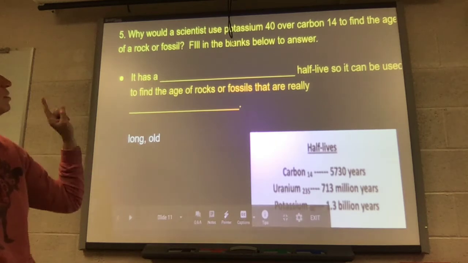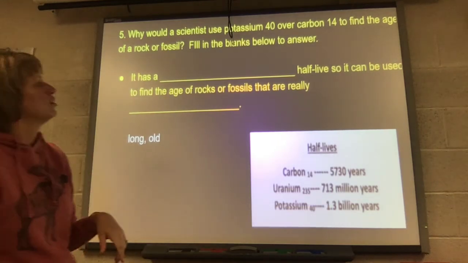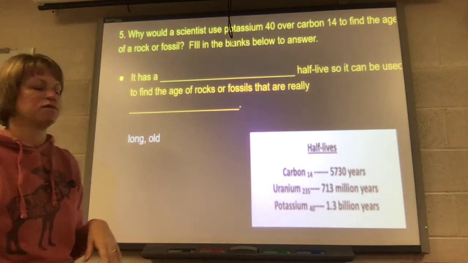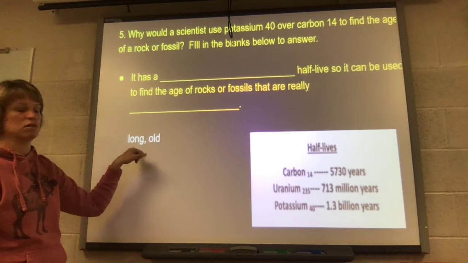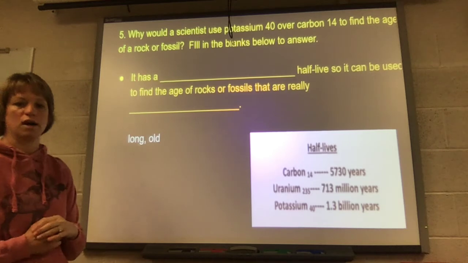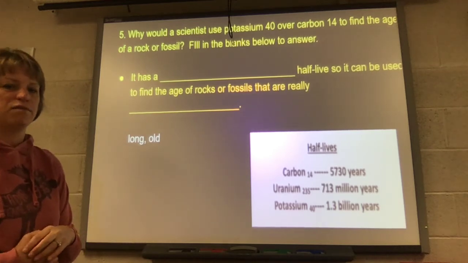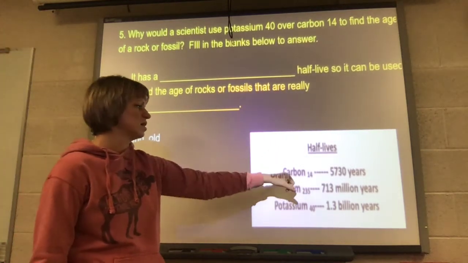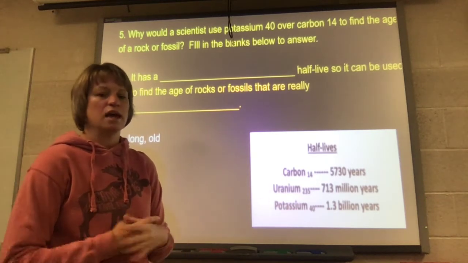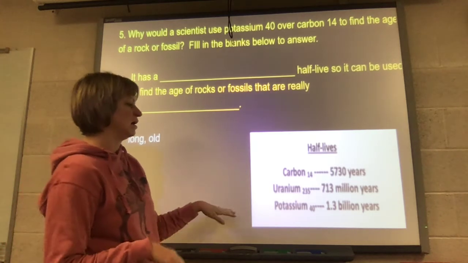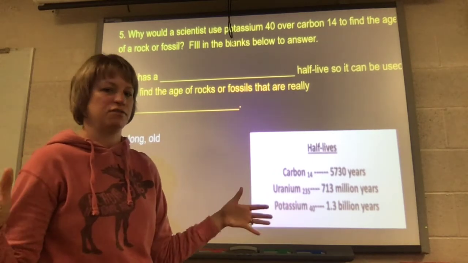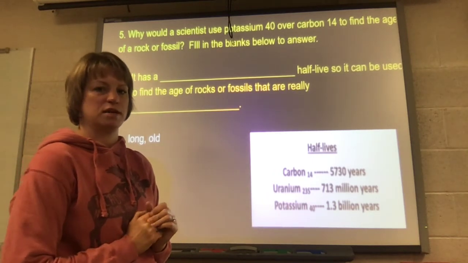Sorry about that. Number 5 here: why would a scientist ever pick potassium-40 over carbon-14 to find the age of a rock or fossil? Here are the words that you should have in those blanks. It has a long half-life, so it can be used to find the ages of rocks that are really old. Remember the idea that eventually, at 50 to 60,000 years, carbon-14 will completely run out. It will be completely converted. That doesn't mean a scientist is just out of luck. It means they have to pick something else, like potassium-40, that has a much longer half-life to find the absolute age of things that are old.